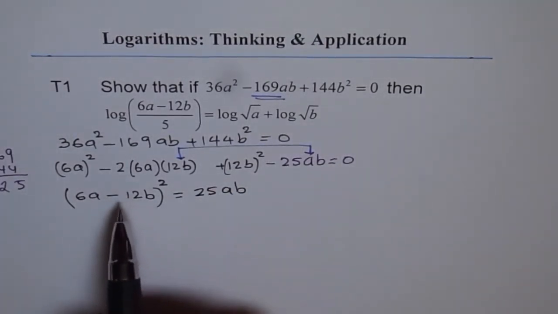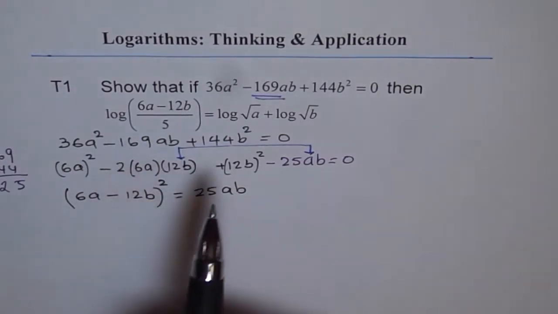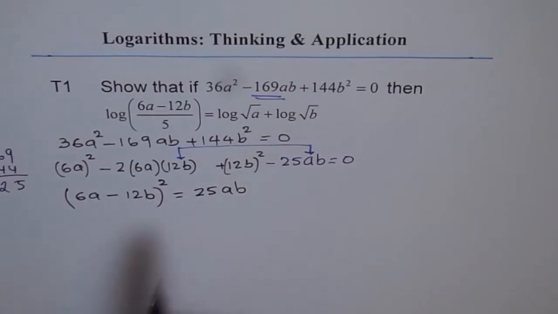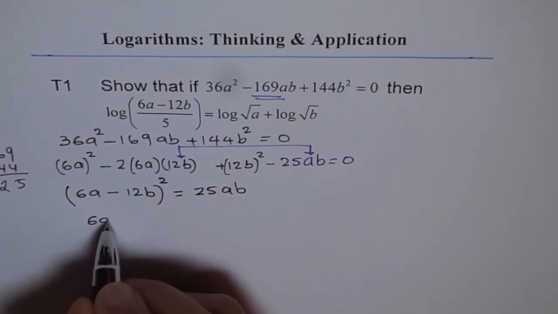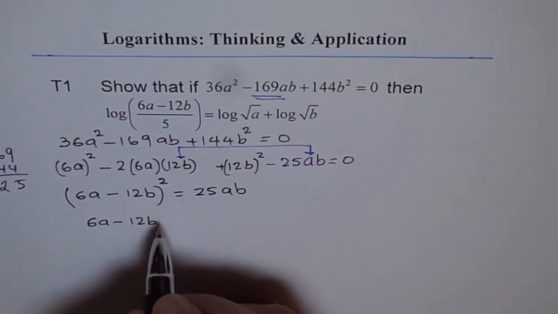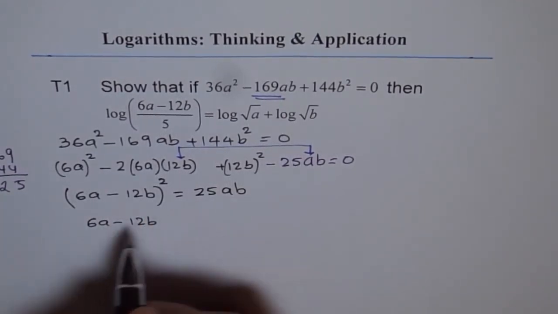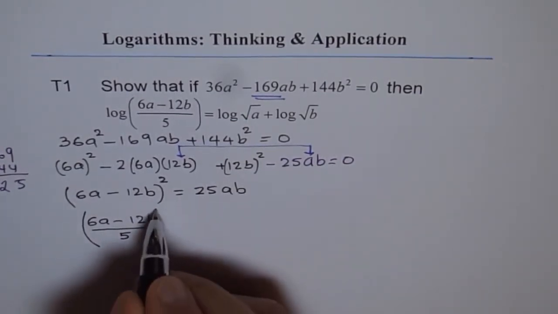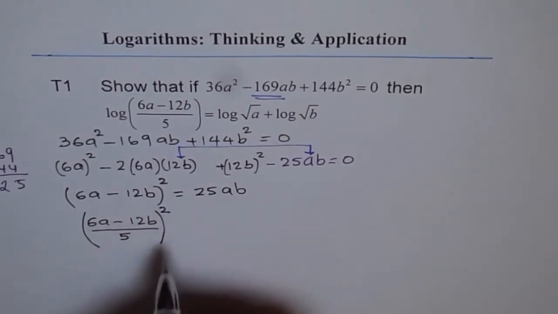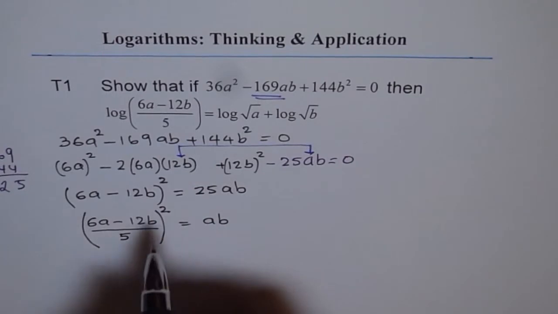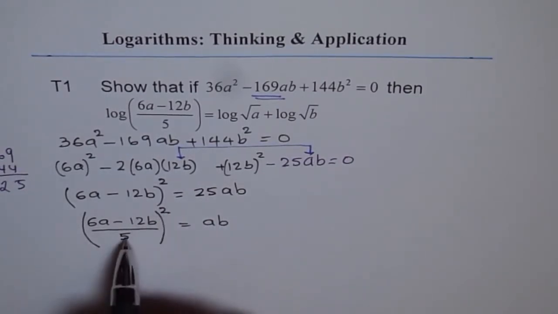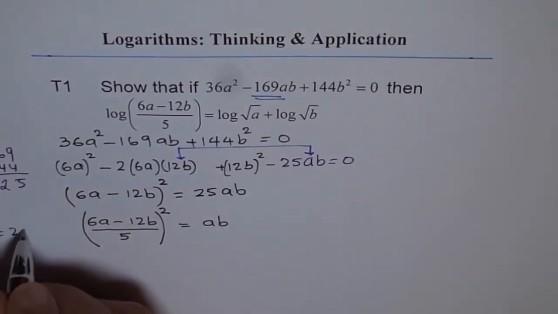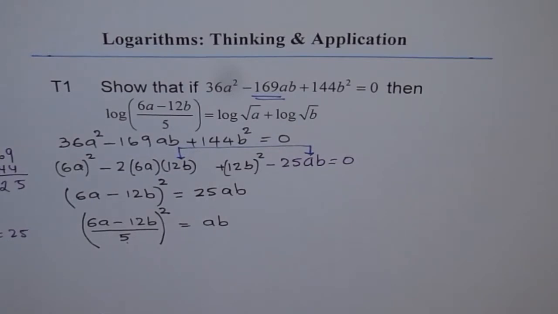Now we are very close to the solution, since we see 6a − 12b here, but we have 5 here. Well, I can divide by 5. 5 squared is 25, that makes sense. So I have (6a − 12b) and on the other side 25. I'm dividing by 25 on both sides. When I take 25 inside, 5 squared is 25, so I took 5 inside. Do you see that part?